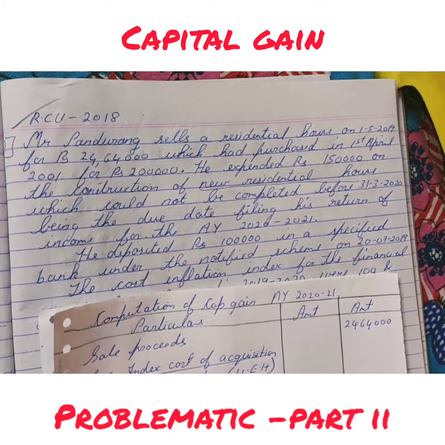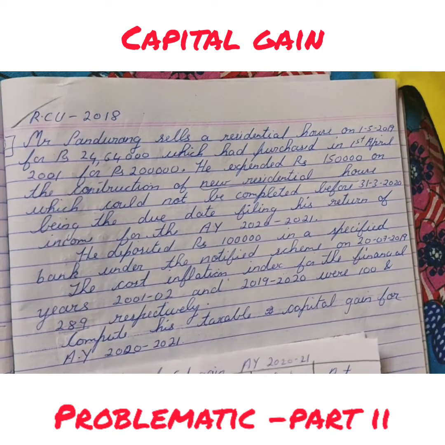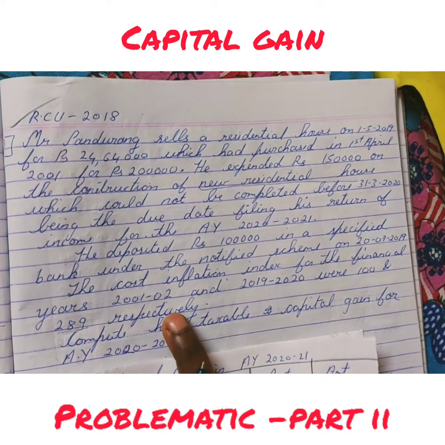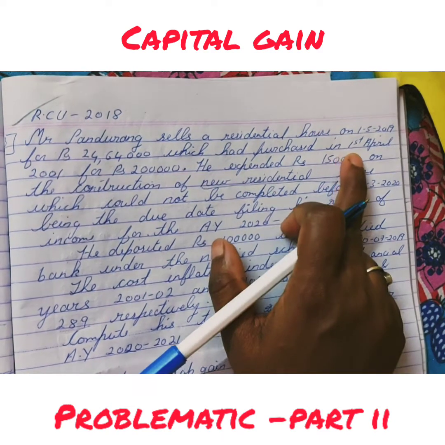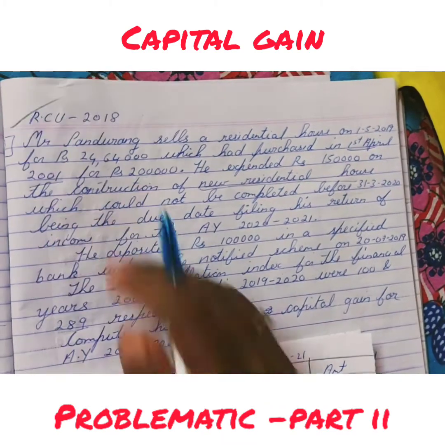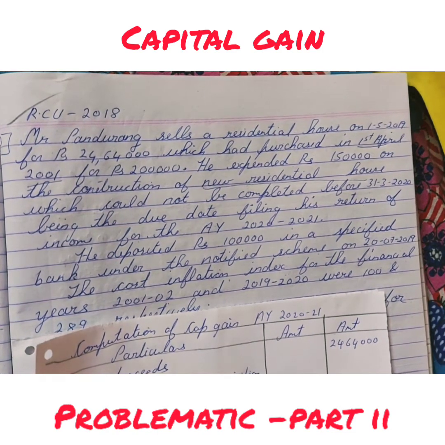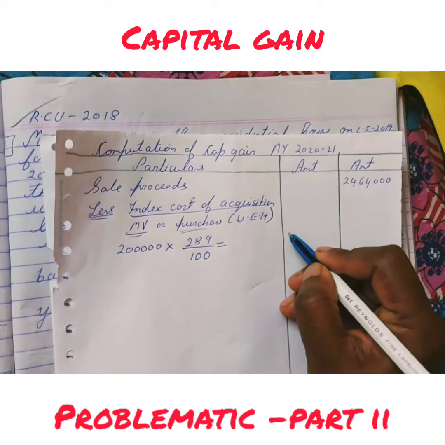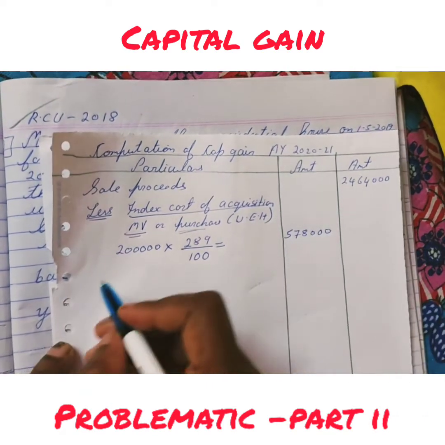So 289 divided by 100. 100 is the index for the year 2001-2002. Why have we taken 2001-2002? Because he had purchased on 1st April 2001. So the purchase date is 1st April 2001, and that is the reason we take the index of the purchase year. After calculating, it comes to around 5,78,000.